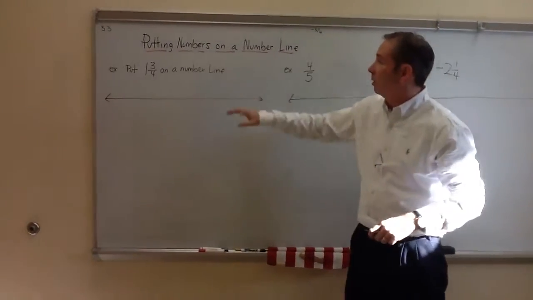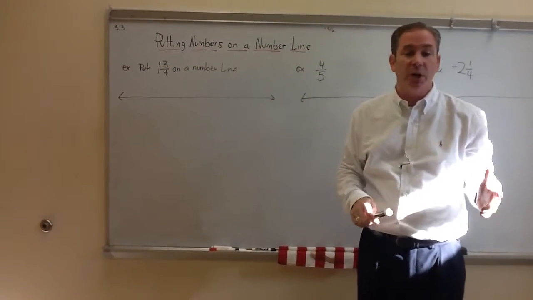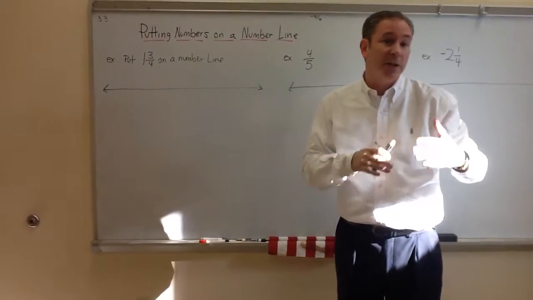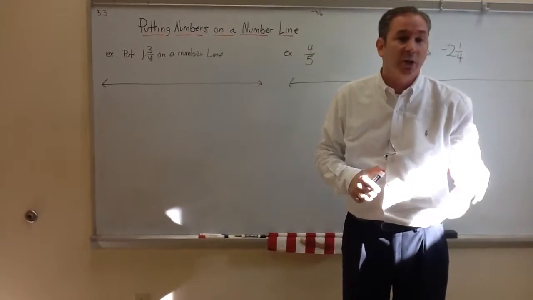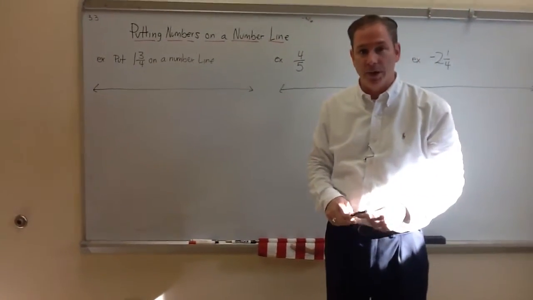Today we're going to be talking about putting numbers on a number line. Now we have all sorts of different types of numbers, but all numbers can be put on a number line as long as the number line is separated into the correct spacing. So why don't we take a look at a few examples of how to put numbers onto a number line.